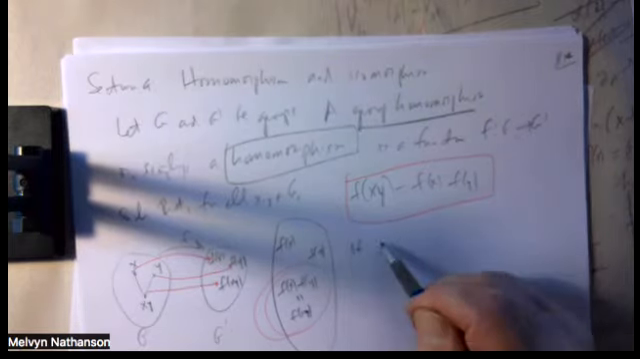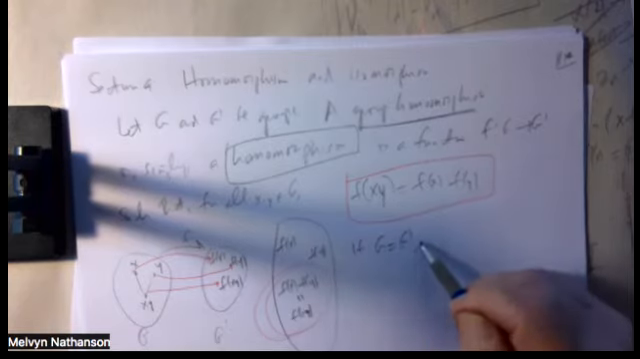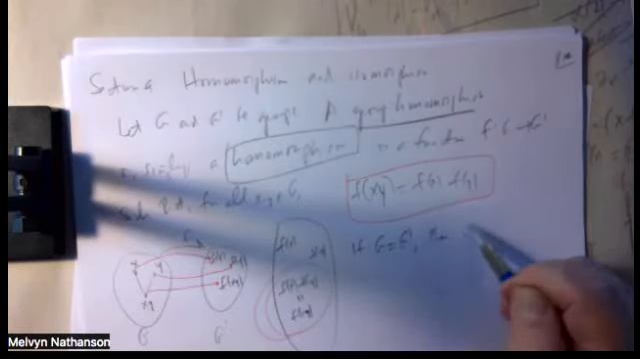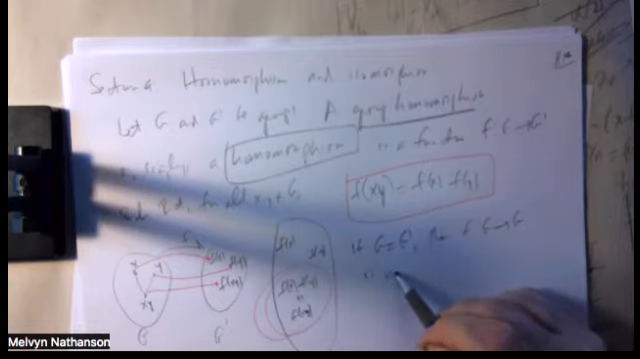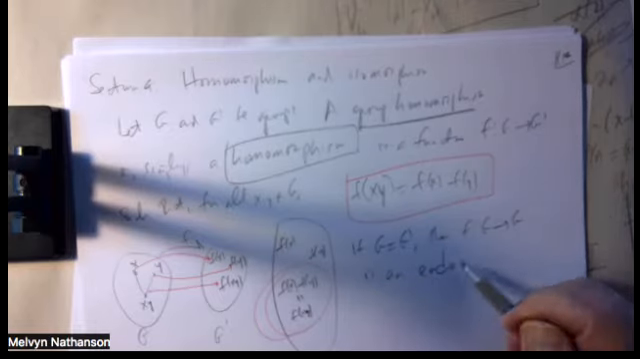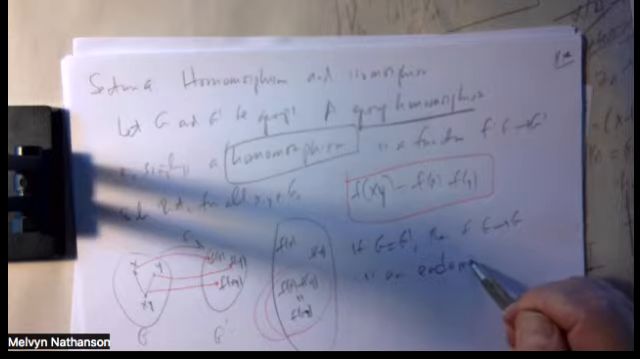And then there's some special types of homomorphisms. If G equals G prime, so f from G to G, if it's a homomorphism, is called an endomorphism. Endo means inside, so inside itself, it sends G to G prime.